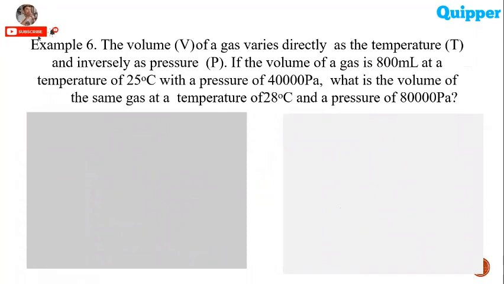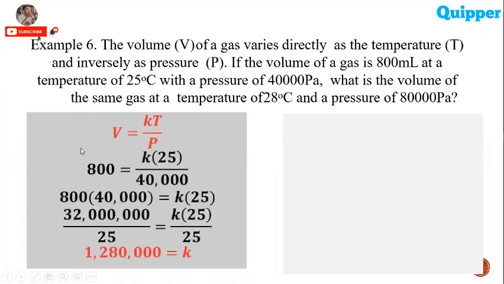And for the last example, the volume of a gas varies directly as a temperature and inversely as pressure. If the volume of a gas is 800 milliliters at a temperature of 25 degrees Celsius with a pressure of 40,000 Pascal, what is the volume of the same gas at a temperature of 28 degrees Celsius with a pressure of 80,000 Pascal? V varies directly as T and inversely as P.